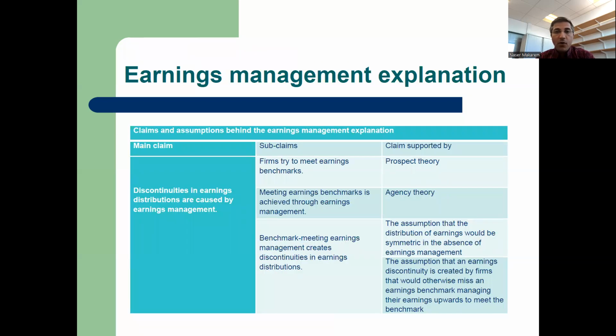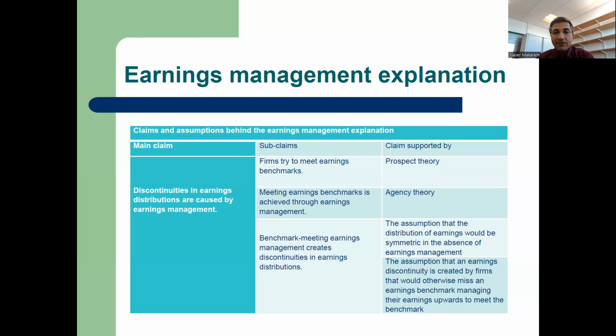So based on the studies supporting the earnings management explanation, we can conceptualize this explanation. The main claim under the earnings management explanation is that discontinuities in earnings distributions are caused by earnings management. And further, we can break this down into some subclaims.